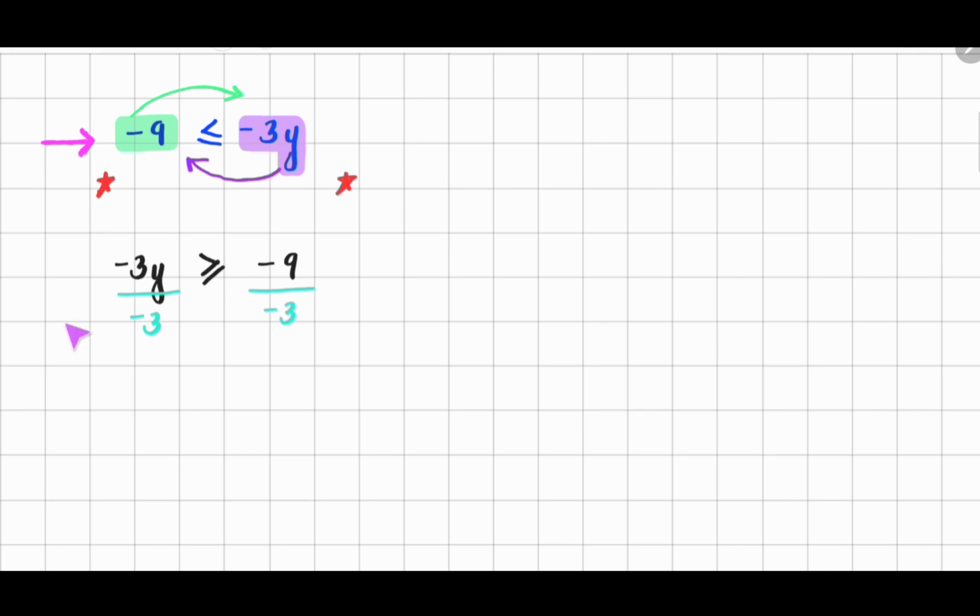And when I do that, I'm going to put a big star here because hopefully you know the rule that's coming. Negative 3 divided by negative 3 is 1, and 1 times y is just y. Negative 9 divided by negative 3 is just 3. But I did something really important here. I divided by a negative number. And whenever you do that, remember to reverse the direction of the inequality. So it was a greater than or equal to sign, but because I divided by negative 3, it became a less than or equal to sign. We get y less than or equal to 3.